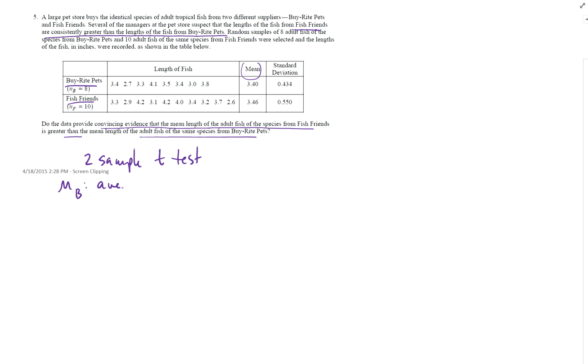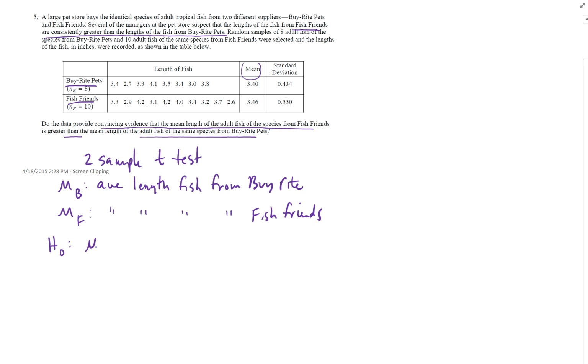And they've already got B and F is what they're calling them, so let's call mu B the average length of fish from Buy Right, and mu F the average length of fish from Fish Friends. And H0 is mu B minus mu F is equal to 0. In other words, there's no difference between them.